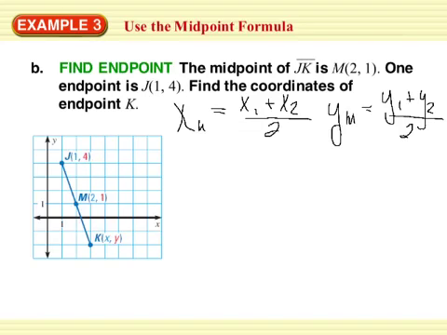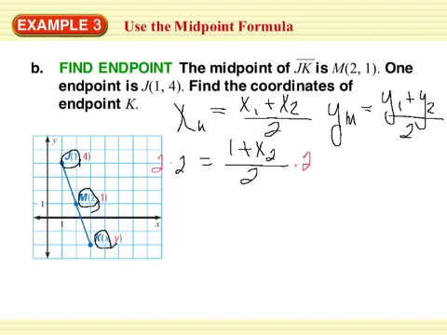Okay, let's plug in what we know. We know that x, the midpoint, is 2. We know that x1 is 1, and x2 we don't know. So we're going to leave that as x2. Alright, I'm trying to solve for x2. I need to get rid of this right here. The best way to get rid of it is to multiply both sides by it. So I have 4 equals 1 plus x2. x2 equals 3.